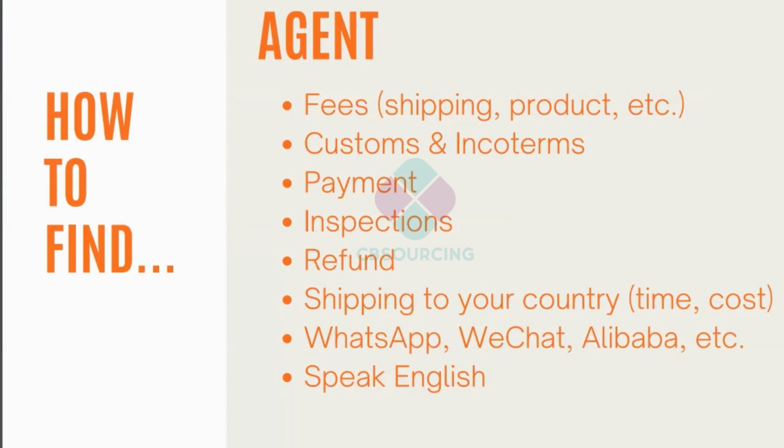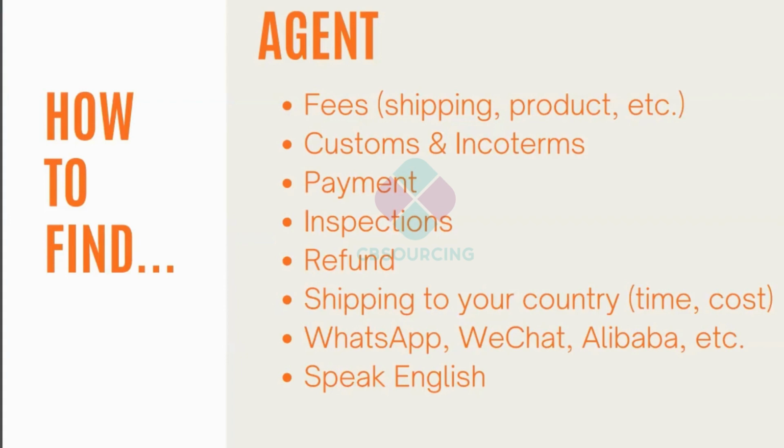So let's go over a few things, and then I'm going to show you how to pick out some of the best agents on the 1688 platform. So these are some questions that you would definitely need to ask when you're finding an agent. The very first thing you want to ask them would be about their fees, their shipping fees, if they have the products that you need. Typically, you will source first and then go to the agent.